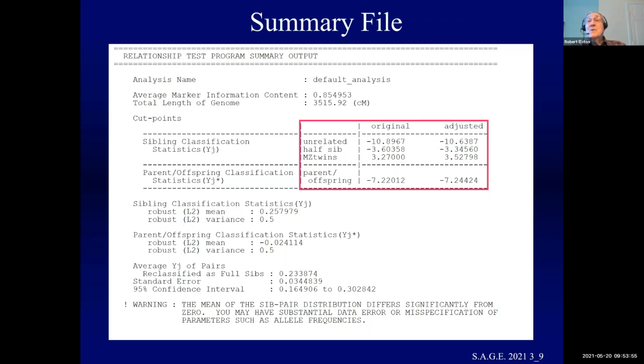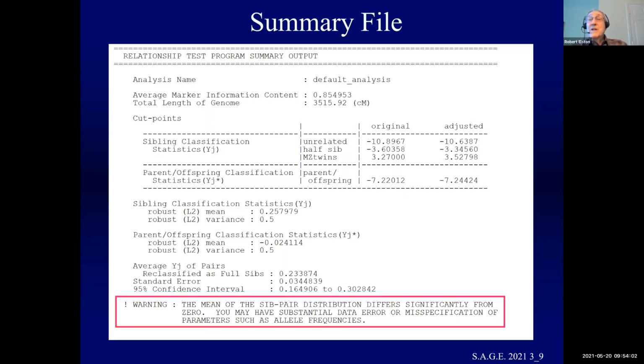And so it will give you these classification statistics. And if you look at the bottom, you'll see there's a warning. It says the mean of the SIB pair distribution differs significantly from 0. You may have substantial data error or misspecification of parameters such as allele frequencies. Well, it so happens that the difference between the original and the cut point adjusted may be significant, but it's really quite trivially small, as you can see. So let's go on to the next slide.